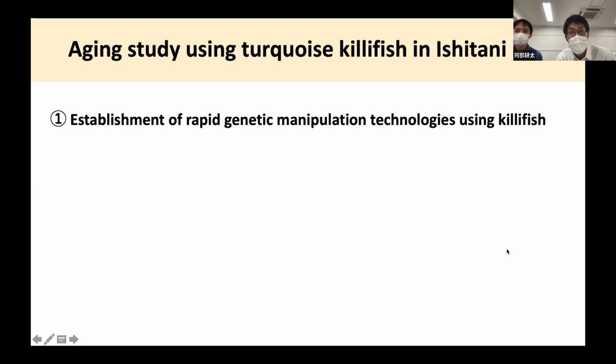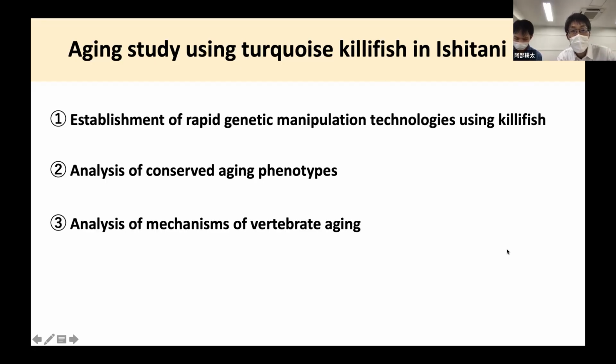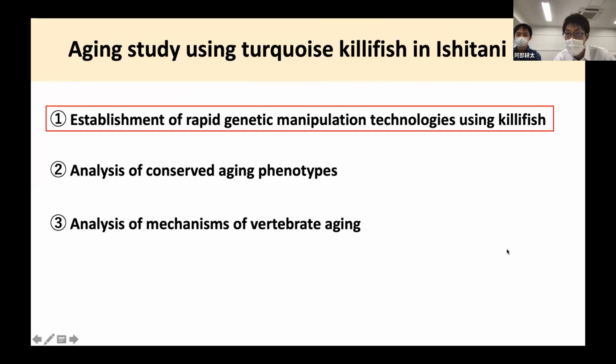And today, I'd like to introduce 3 topics about our progress. Killifish has a relatively short history as a model animal, so experimental techniques applied for killifish are still very limited. So in order to improve this condition, we have now established very rapid genetic manipulation technologies for killifish. And second, in order to further establish the basis of aging study of killifish, we further analyzed the aging phenotypes of killifish that are very well conserved across vertebrates, including human. And finally, we recently started the analysis of mechanisms of vertebrate aging using killifish. And now we are getting some interesting findings, so I'd like to introduce some of them. So let's start from the first topic.